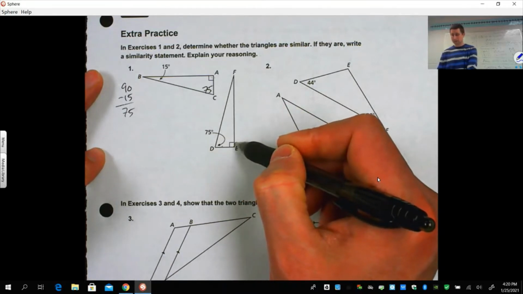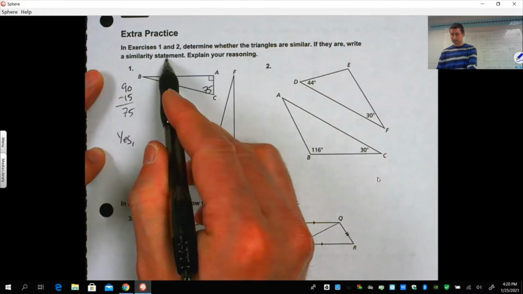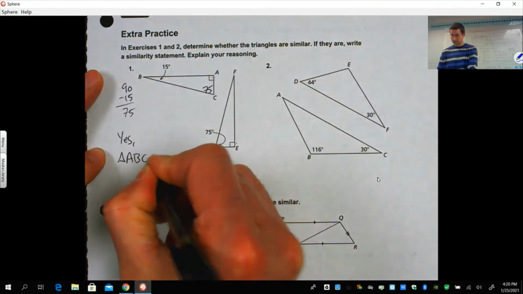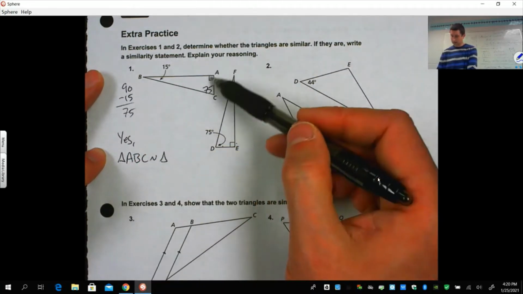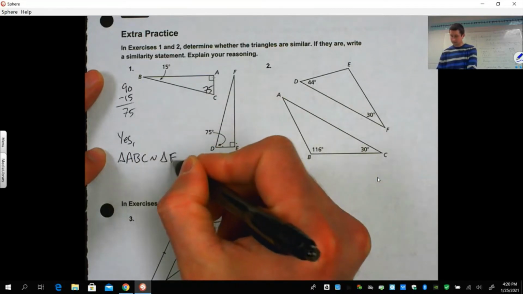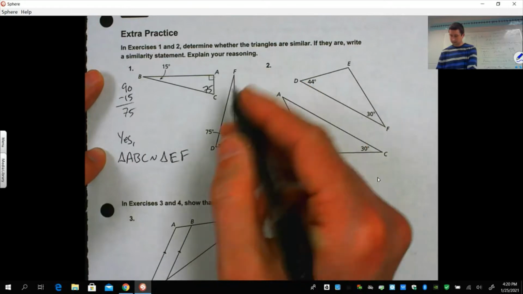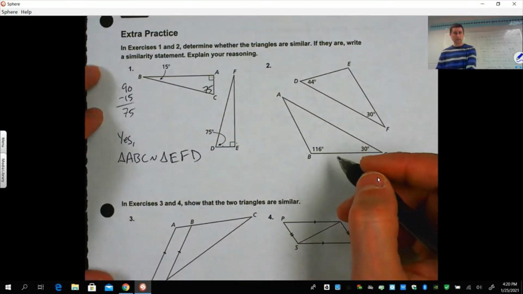So are they similar? Yes. If they are, write a similarity statement. The similarity statement is triangle ABC is similar to triangle, okay, A matches up with E, B is the 15, that matches up with F, and then C matches up with D. So triangle ABC is similar to triangle EFD.